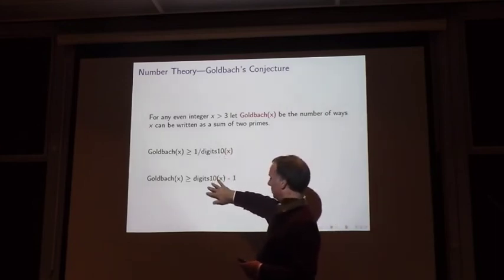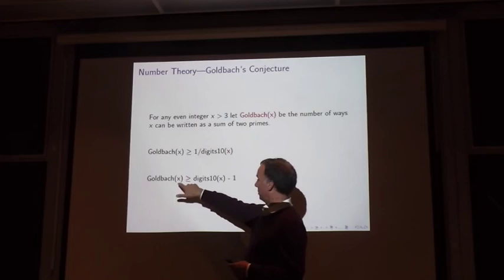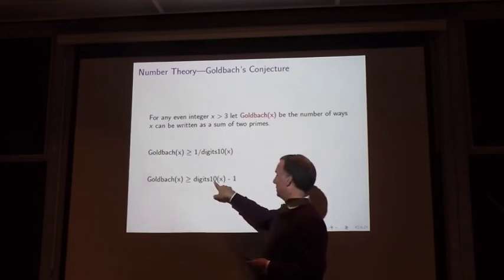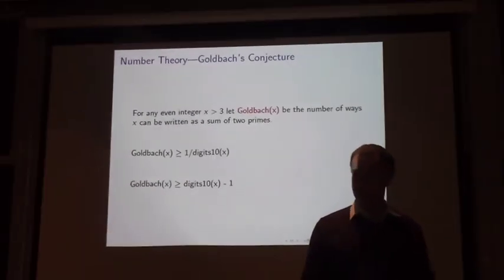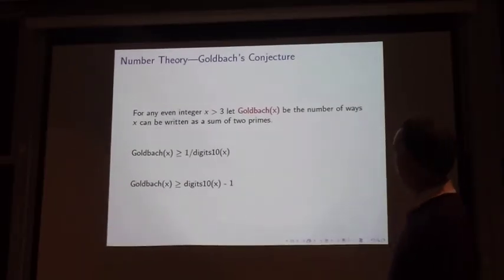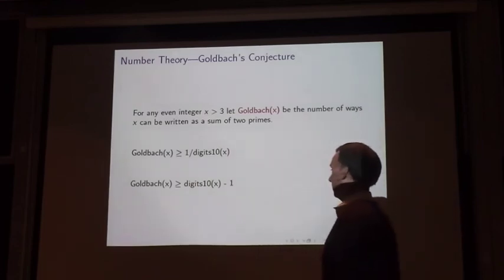Here's a more interesting one. The number of representations of an even integer as the sum of two primes is at least the number of base 10 digits of the integer minus 1. So this is a very strong conjecture, and it was true for everything that we tested it on.